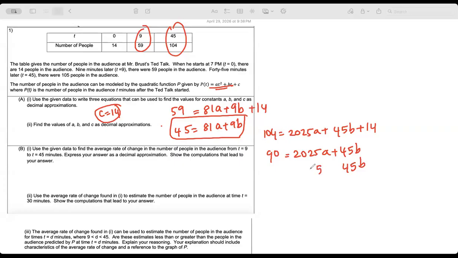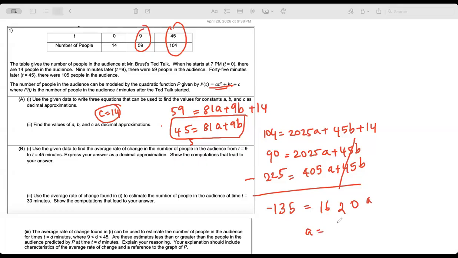Multiply by 5 means 405A. 5 5s are 25, 2 5s are 20, 2025. See? Now I'm going to subtract both. When I subtract both, 90 minus 225 means minus 135. This will get cancelled. So this will become 0, and then 2025 minus 405 is 1620. So A will be equal to minus 135 by 1620, which is minus 0.082 or 3, whatever.